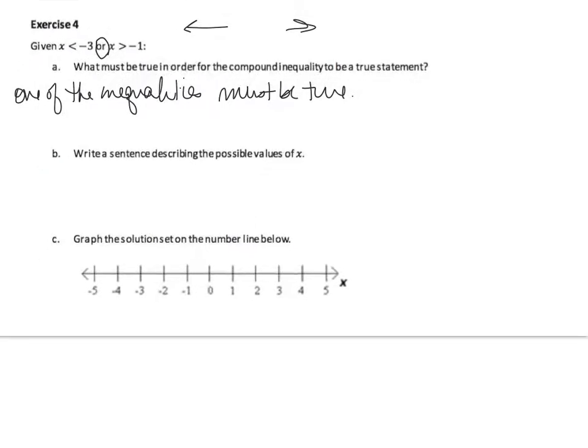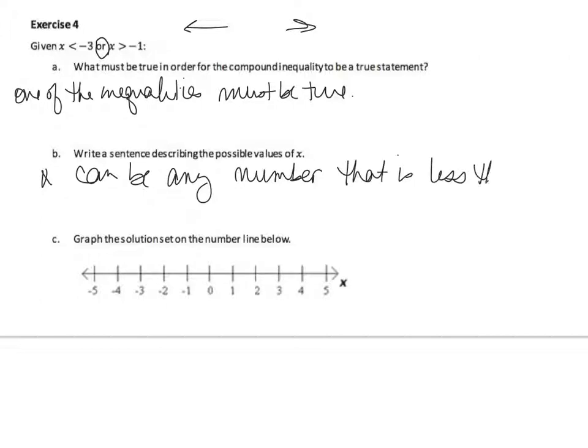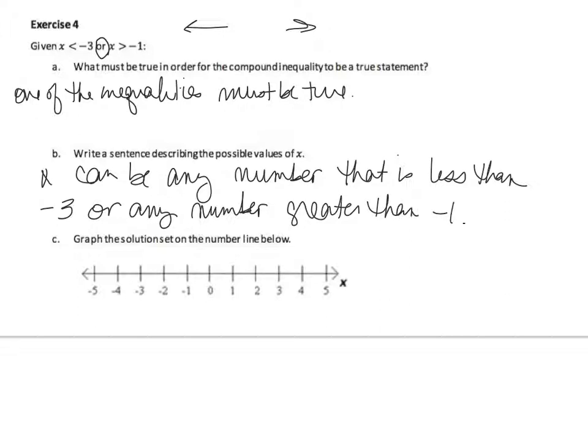Oh goodness, sorry. X can be any number that is less than negative 3, or any number greater than negative 1. If you graph that on a number line, I'm going to shade that way or that way.